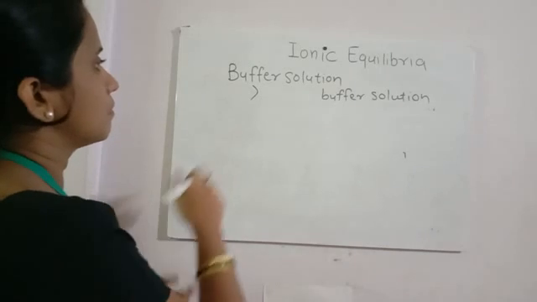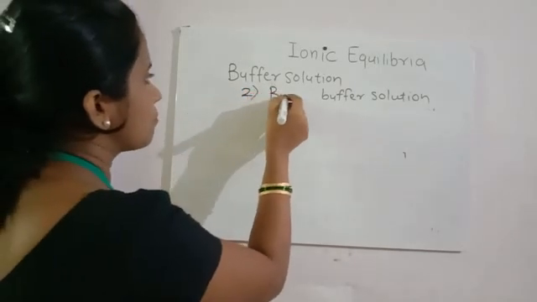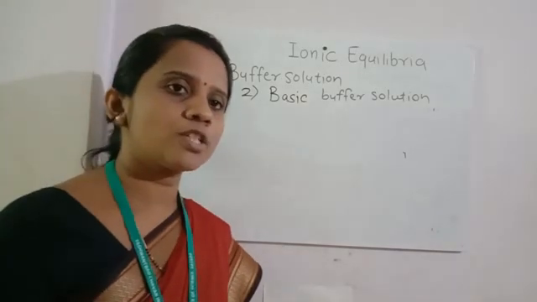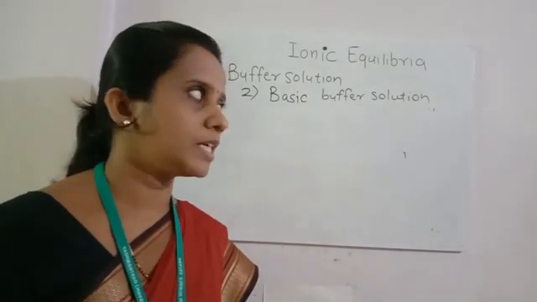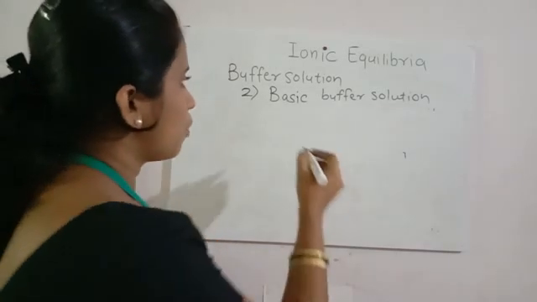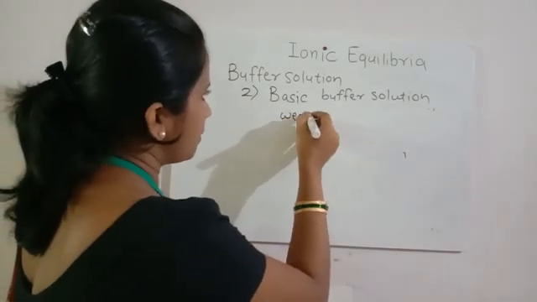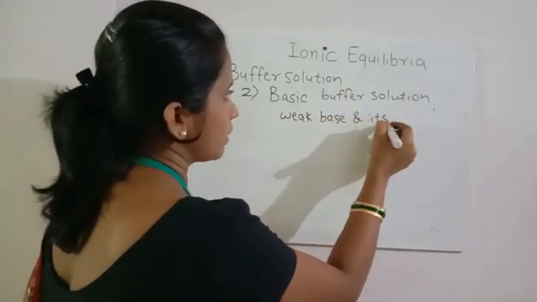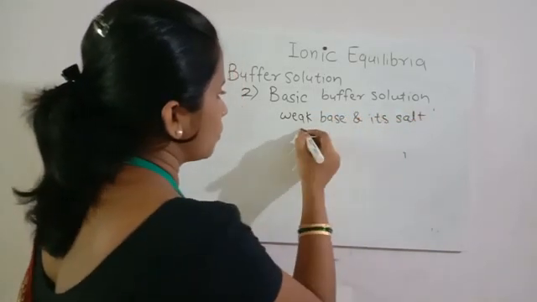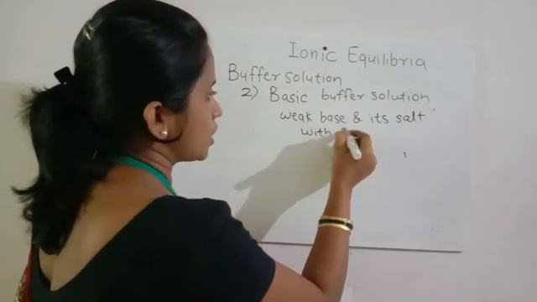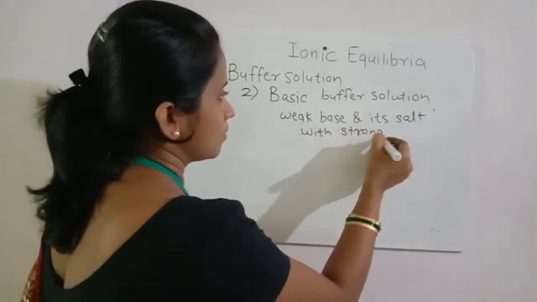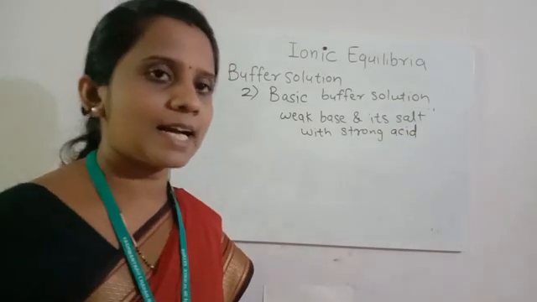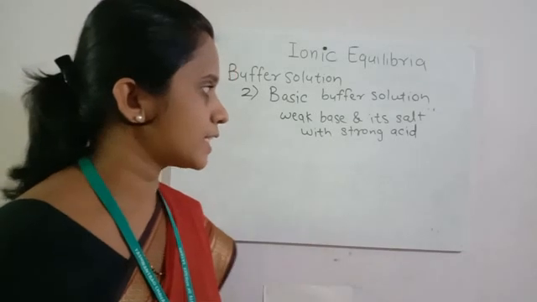Second type is basic buffer solution. Now basic buffer solution is used to maintain basic pH. It is made up of weak base and its salt with strong acid. What is it made up of? Weak base and its salt with strong acid.